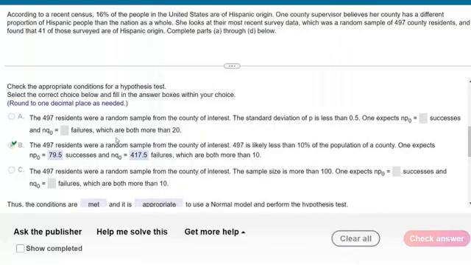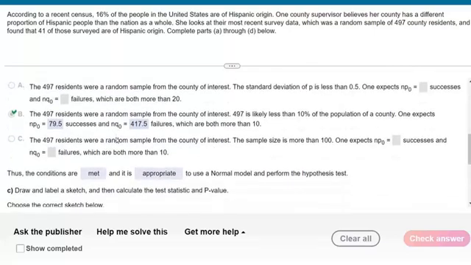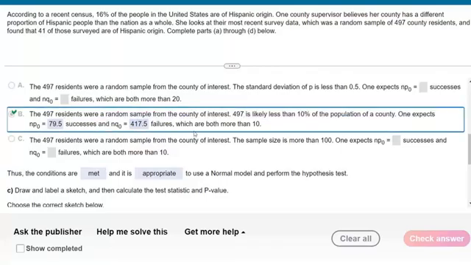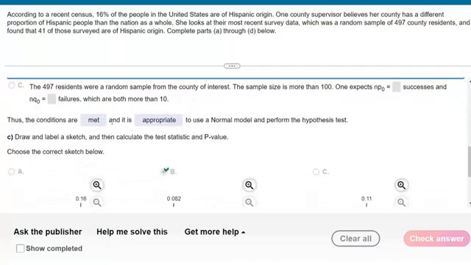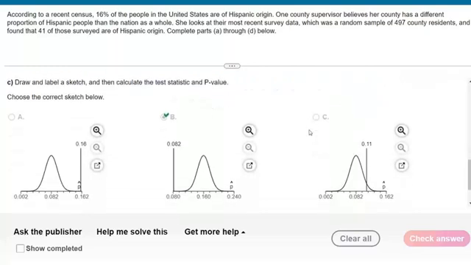The last thing you'd want to check is to make sure that they're independent, which means you're doing random sampling. Surveying one person isn't going to impact your chances of surveying another person. So we usually satisfy that criteria by random sampling. Okay, the conditions are met. It's appropriate to use the normal model.